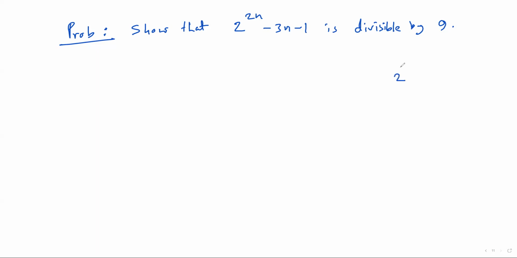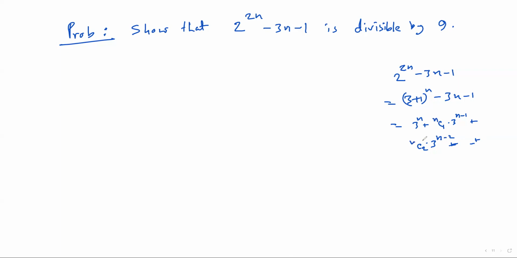You can just write 2 to the power 2n minus 3n minus 1 as 3 minus 1 to the power 2n, I mean 3 minus 1. I have a better option. 2 to the power 2n is just 4 to the power n. So we can just write 3 plus 1 to the power n minus 3n minus 1. Now use binomial expansion. We have 3 to the power n plus nC1 into 3 to the power n minus 1 plus nC2 into 3 to the power n minus 2 and so on. At some point, we are going to get... why did I write 3C1 and 3C2? I had to write nC1 and nC2.